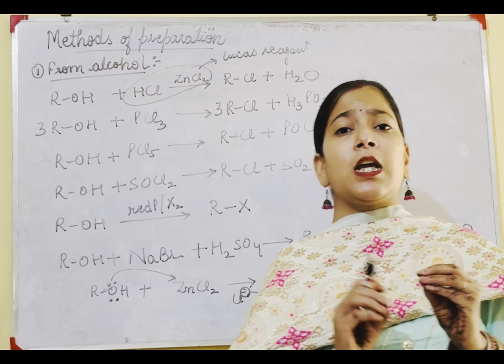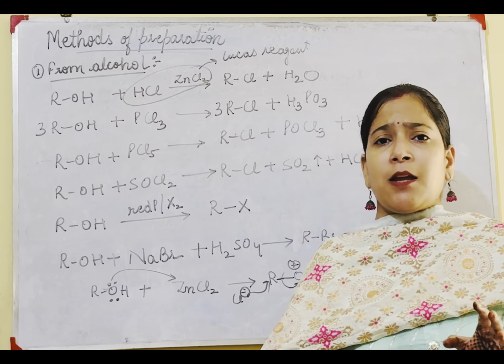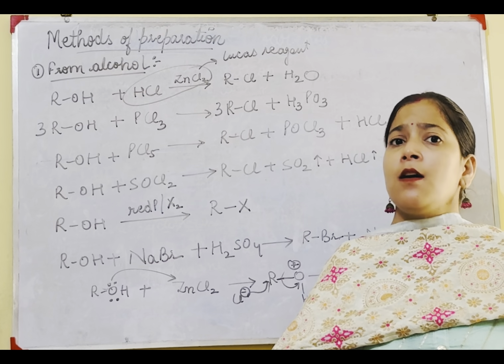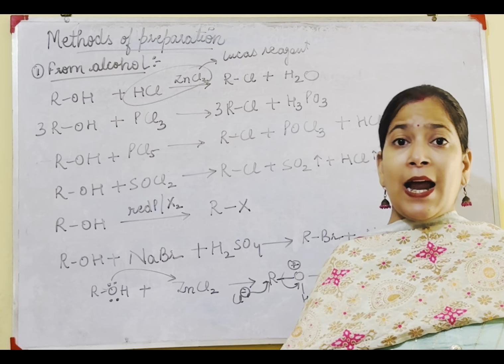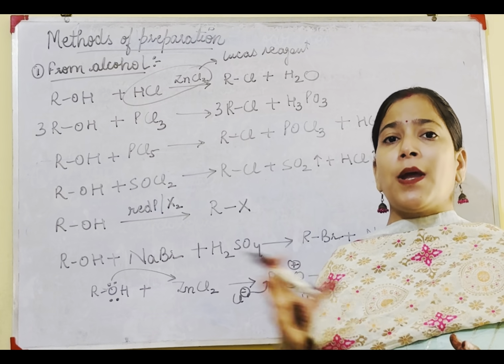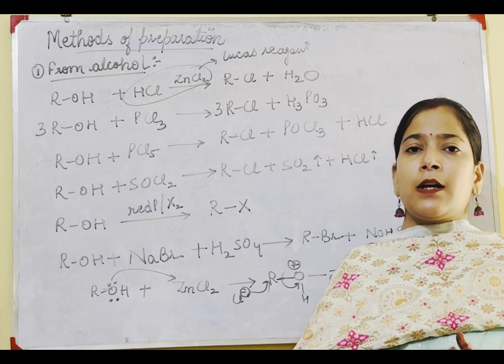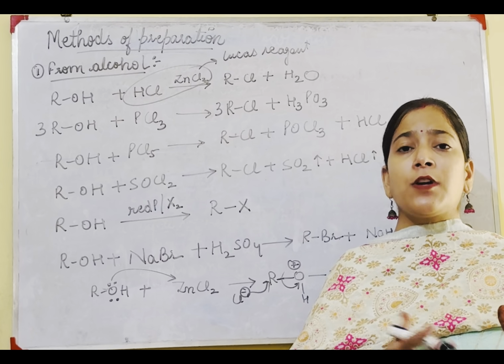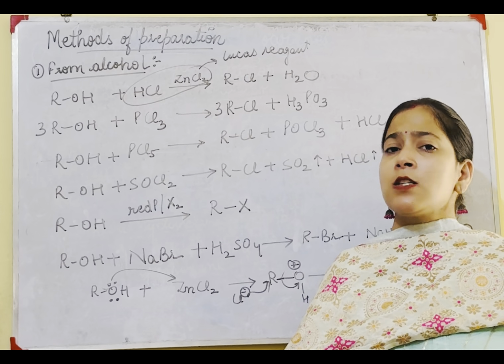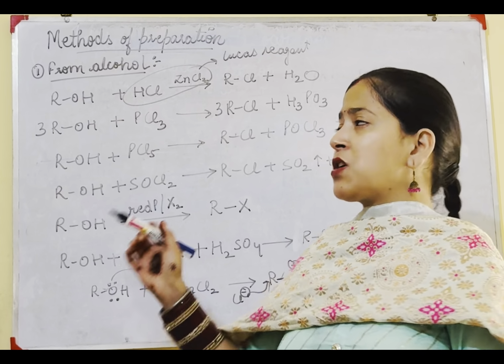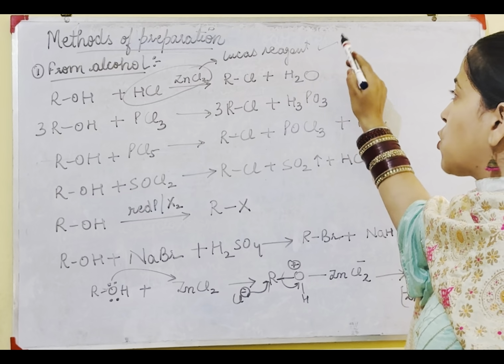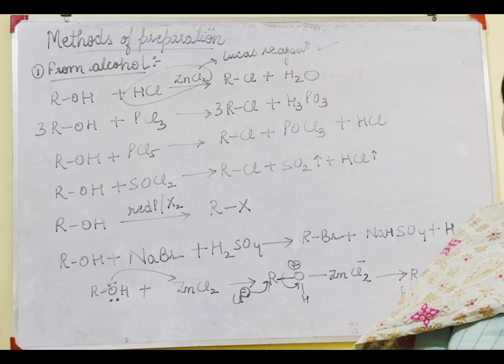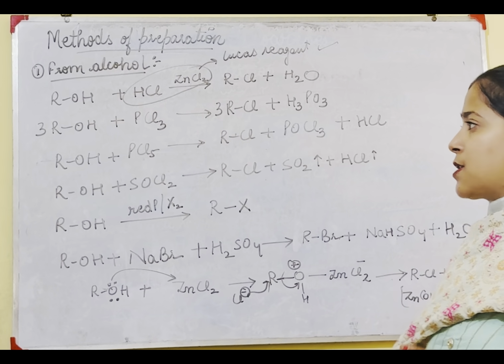If the turbidity appears after some time, maybe 2 to 3 minutes, then it will be secondary alcohol. And if the turbidity will take too many hours, or if turbidity will not appear, then it is primary alcohol. So Lucas reagent is very important. It is used as a distinction test for alcohols.